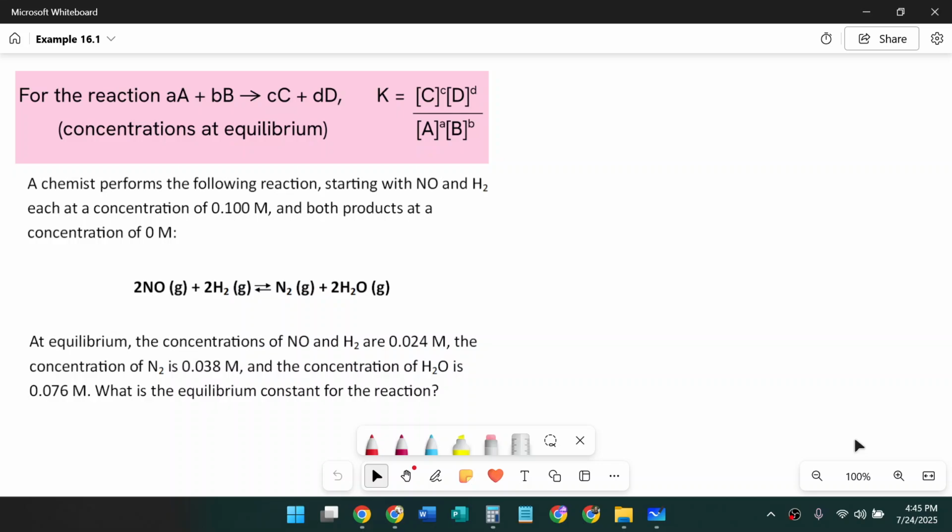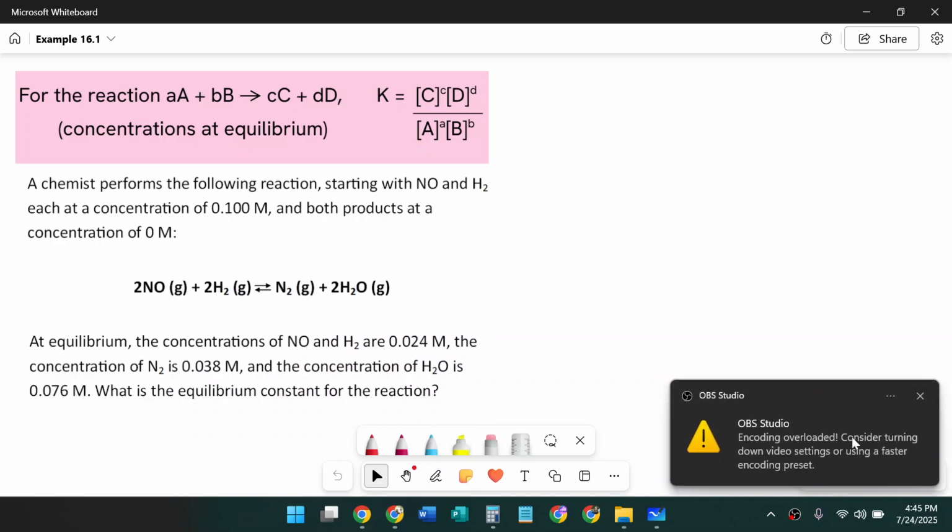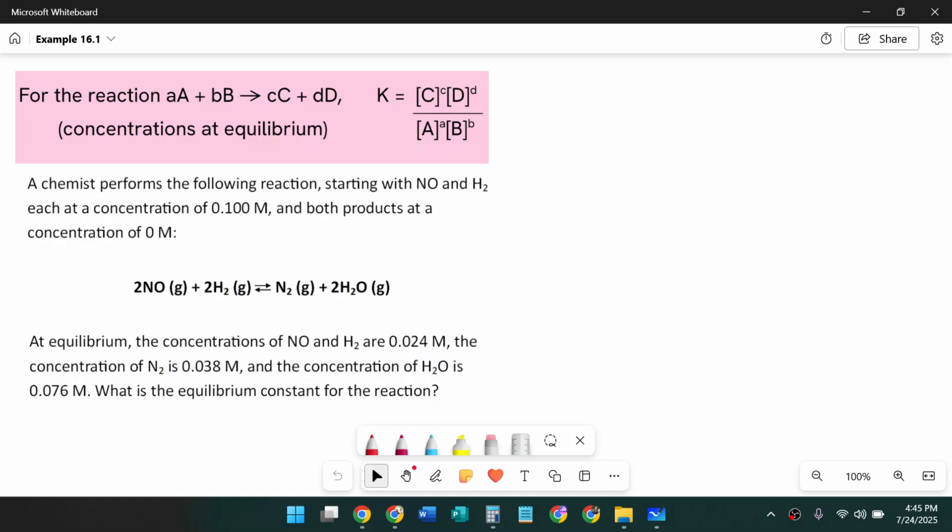This is example 16.1 from Discovering Design with Chemistry, and yay, you have made it to the last chapter. A chemist performs the following reactions, starting with NO and H2, each at a concentration of 0.100 M, and both products at a concentration of 0 M. And then they give you the reaction with the little double arrows, because now we're talking about equilibrium.